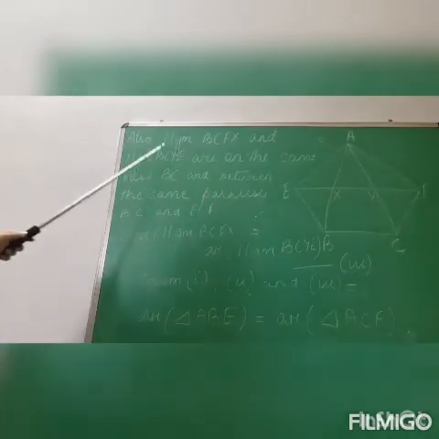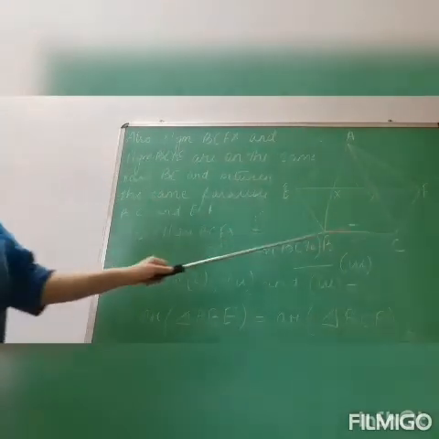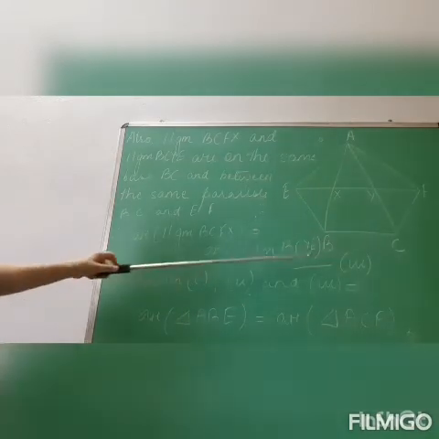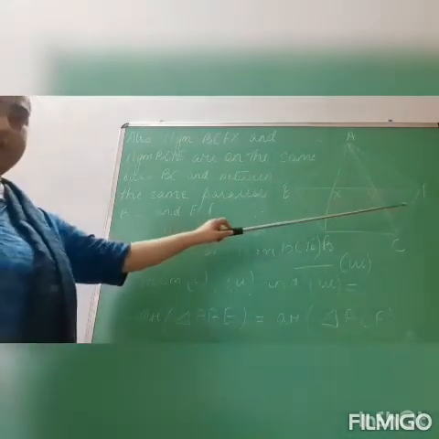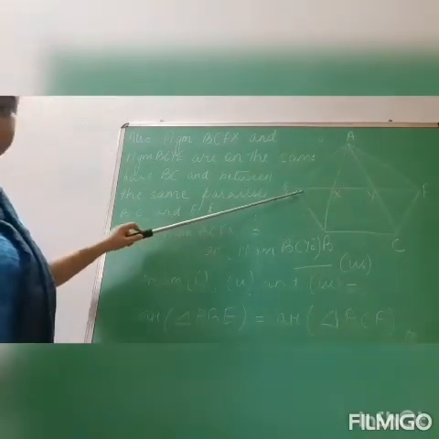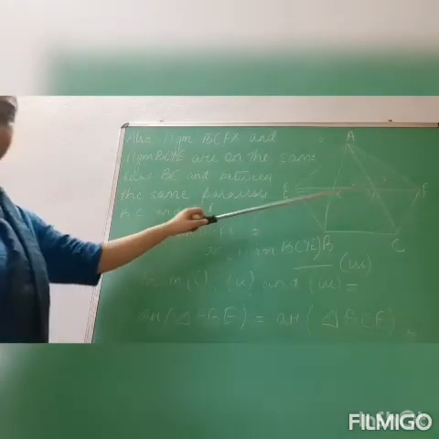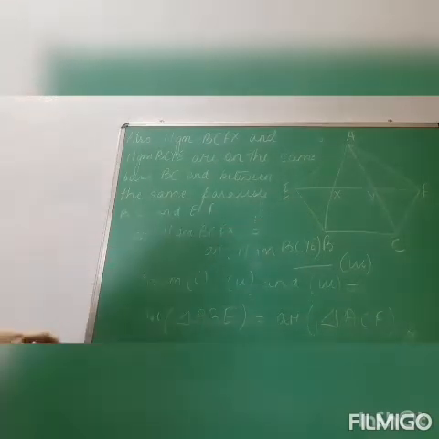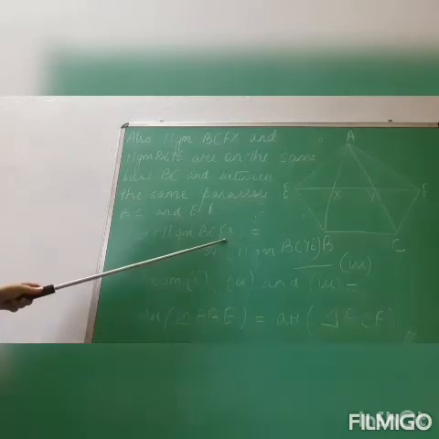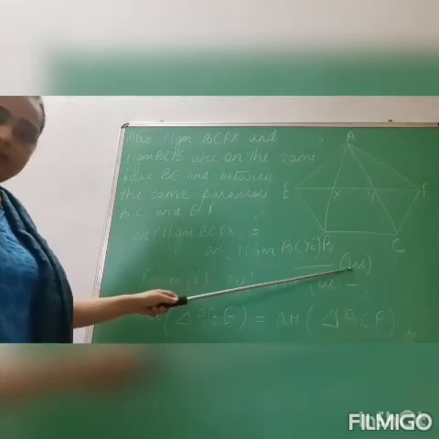Finally, see here, parallelograms BCFX and BCYE lie on the same base BC and between the same parallels BC and EF. Therefore, I can say that the areas of these two parallelograms are equal. So the area of parallelogram BCFX is equal to the area of parallelogram BCYE. Keep this one as equation number 3.